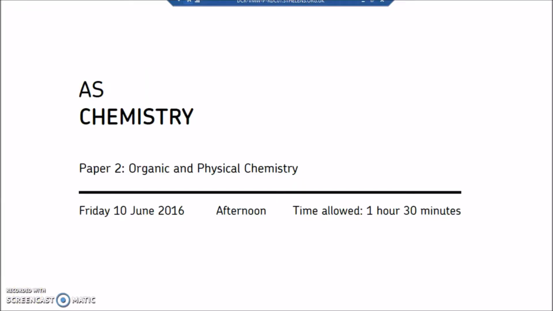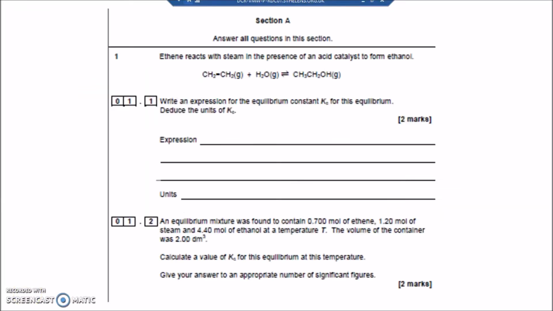AS Paper 2, June 2016. Let's have a look at question 1. So we've got some ethene and some steam in a reversible reaction making some ethanol.